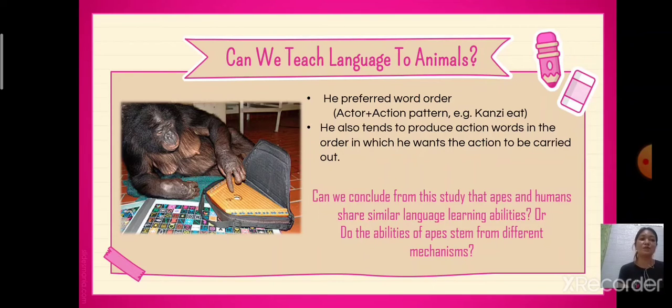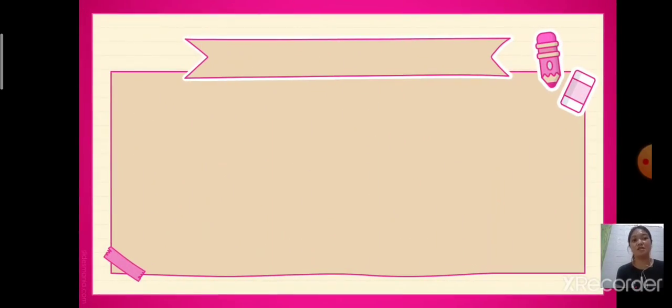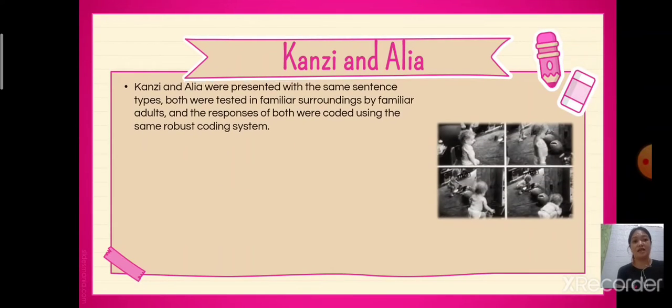So in this study, can we conclude that apes and humans share similar language learning abilities, or do the abilities of apes stem from different mechanisms? Later on, they realized that maybe it is time for them to study the differences between humans and animals. That is why they developed this study about Kanzi and Aliyah.